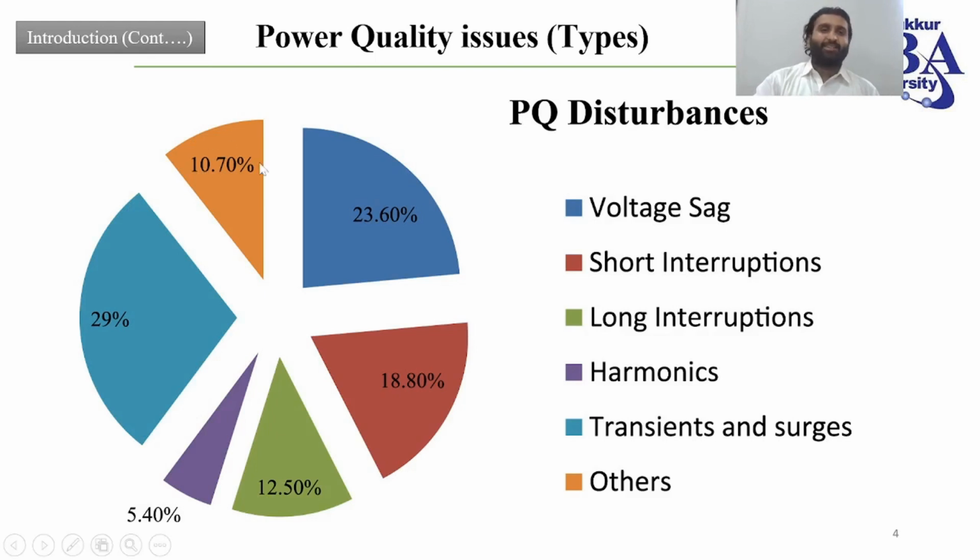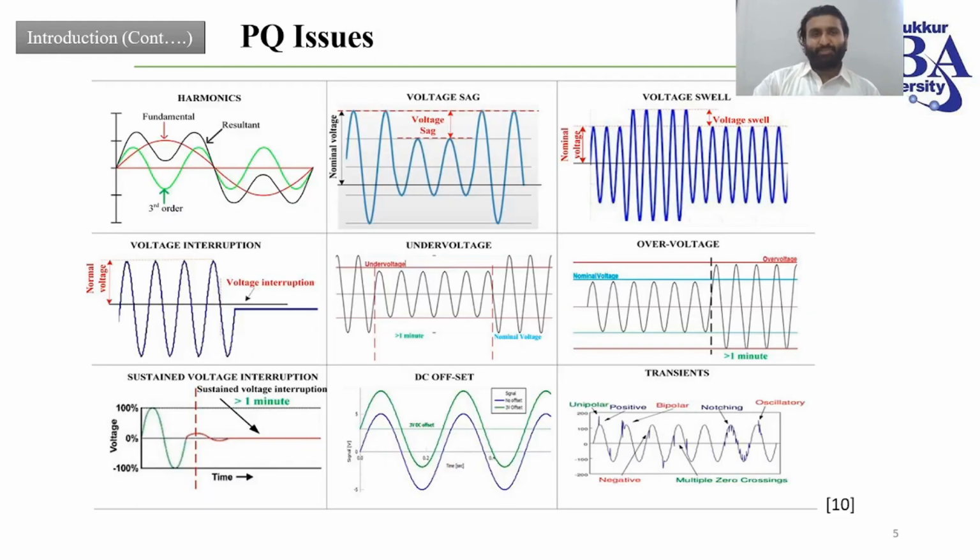And this is a simple graph where you can see the problems or issues in percentage. Voltage sag occurs the most, at 29% in the power system, and others as well, like short interruptions 18%, long interruptions 12.5%, and harmonics, transients and surges. So we have to overcome and monitor these issues.